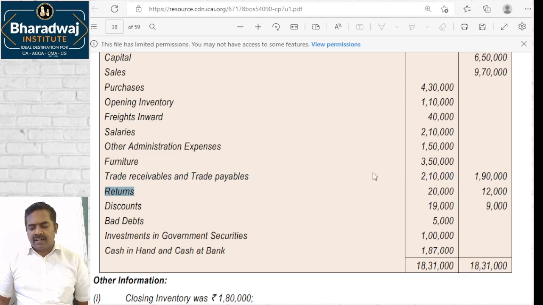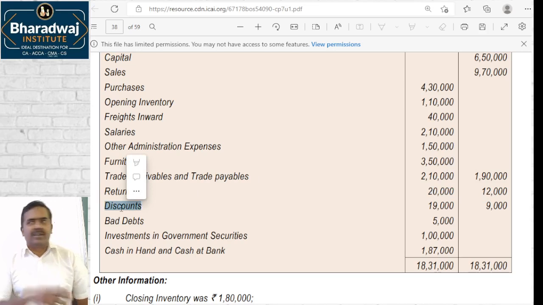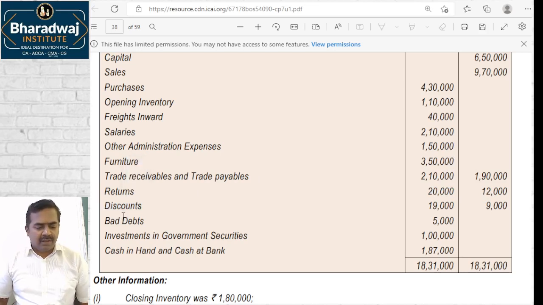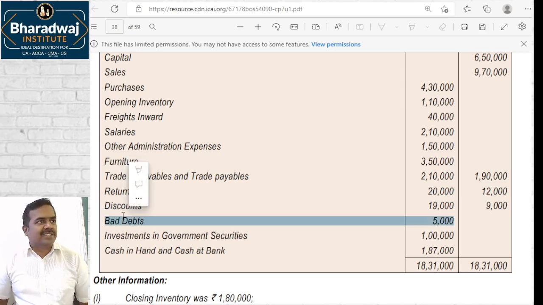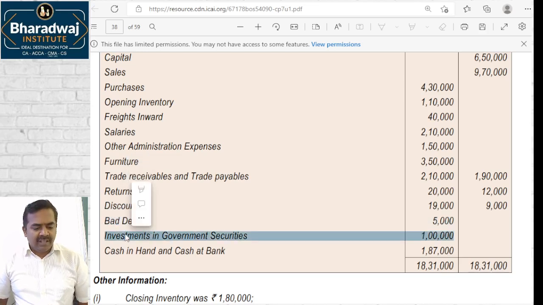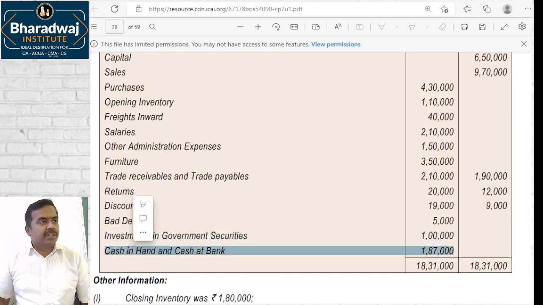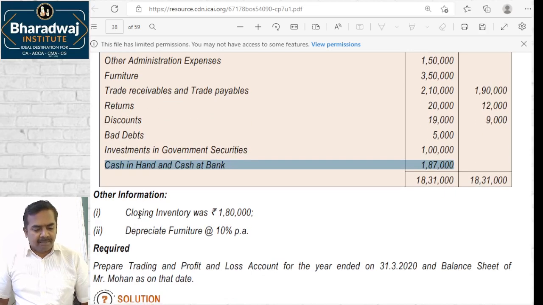Returns: sales returns, debit will occur. Purchase returns, credit will occur. That we will adjust in trading account. Discount allowed, debit will occur. It's an expense in the P&L account. Discount received, credit will occur. It's an income in the P&L account. Investment in government security is not an income. Investment made is an asset. Cash in hand, cash at bank, balance sheet asset.